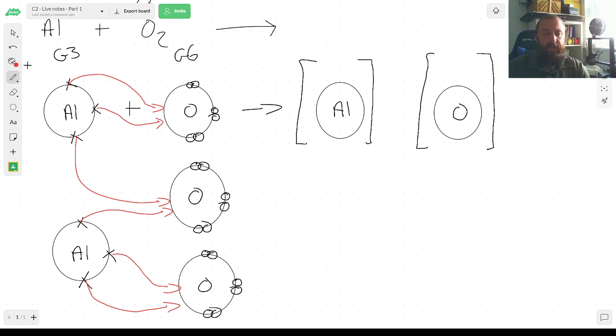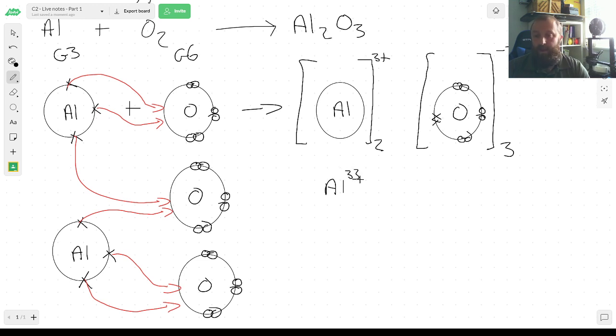So if I then translate this across to the other side and draw the ions, each aluminium has lost 3 electrons, which means it's become positive by 3, and I've got 2 of them. Each oxygen has gained 2 electrons, 2 negative charges, so it's become a -2 charge, and I've got 3 of them. So my final formula up here for aluminium oxide is Al2O3.